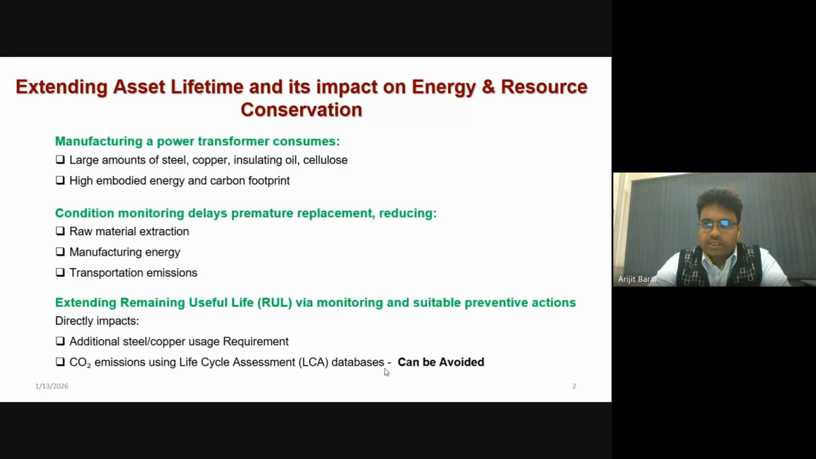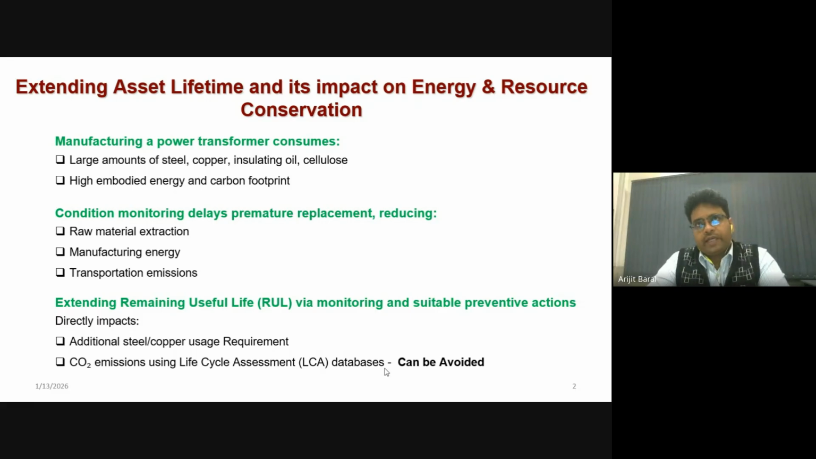But for the timing, bear with me. So if we consider manufacturing of a new unit, you need steel, copper, insulating oil, cellulose. And if you are considering condition monitoring for delays or premature replacement, you need the raw material to be extracted from the existing unit, and you also need some kind of transportation to install it at the site, because it's quite obvious that you are not going to manufacture the equipment at the site. You are going to manufacture the equipment in a factory, and then transport it to the site, and in the process you will also contribute to carbon footprints.